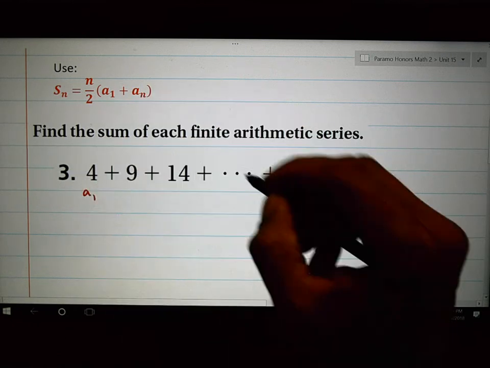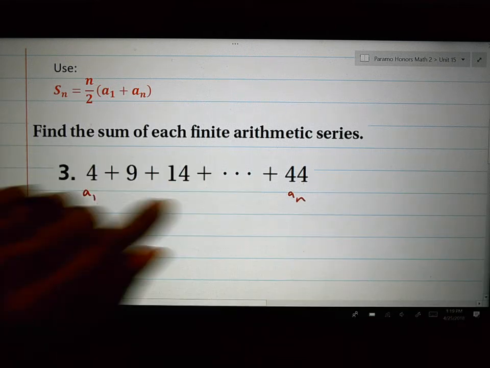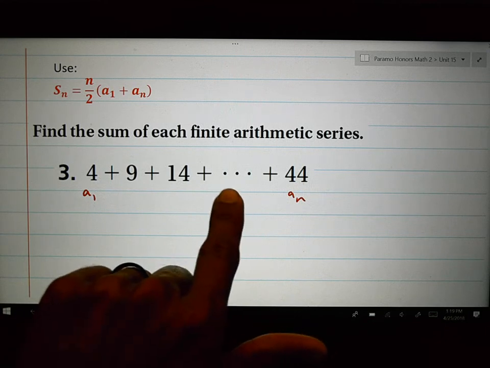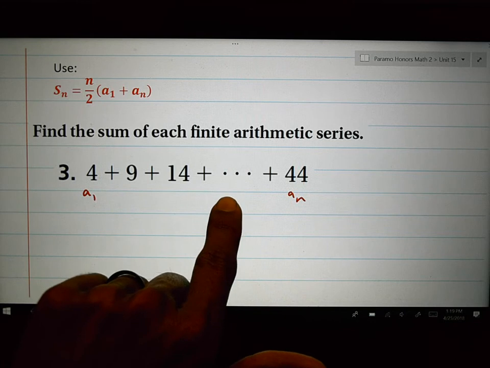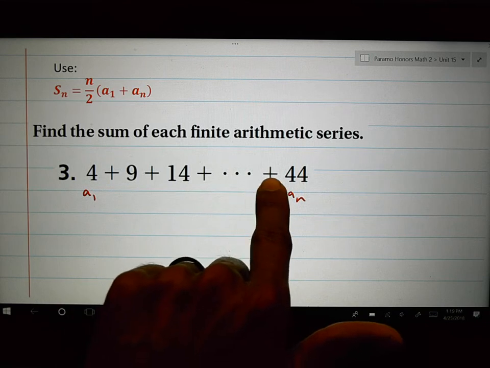I know what a of n is. I know what the last is. But I don't know how many term numbers there are. And I could count if there weren't these dots here. But because there are these three ellipses, I believe they're called, it means that this pattern continues until you get to plus 44.